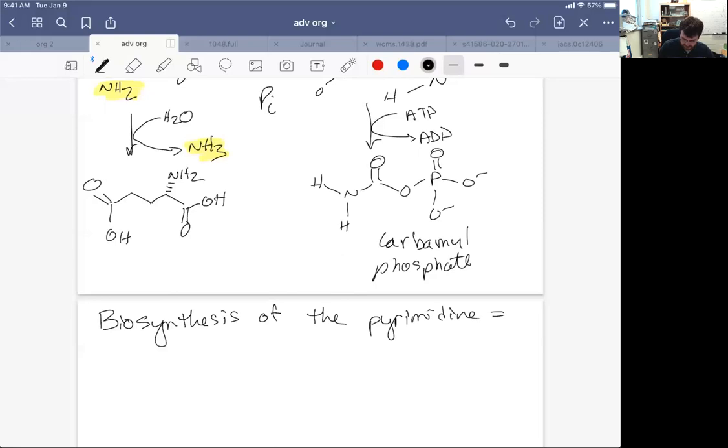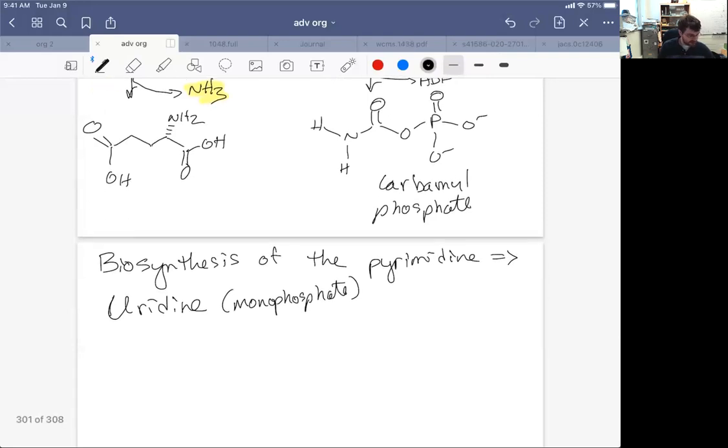So biosynthesis of the pyrimidine nucleotide uridine. And we're going to focus on making uridine monophosphate, which allows us to consider the nucleotide instead of the nucleoside. Okay, so to start, we make carbamyl phosphate. I just showed this, but let's go ahead and just have the overall equation here.